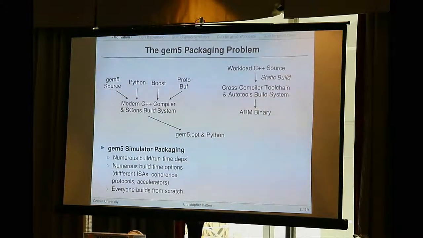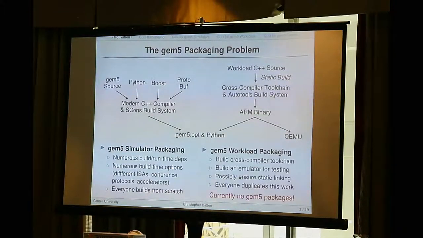You build maybe a cross-compiled binary for ARM. Maybe you want to run it on QEMU, so you've got to get QEMU as well. And then you can finally run it on gem5. And so again, building a cross-compiler toolchain can be difficult. Getting and building the emulator can be challenging, making sure that you can support static linking. Everybody just ends up doing all this stuff from scratch.